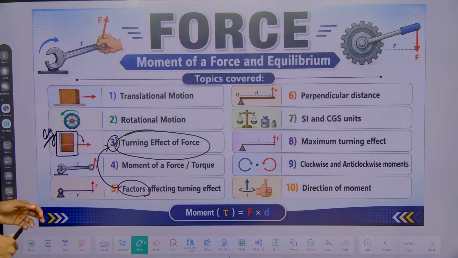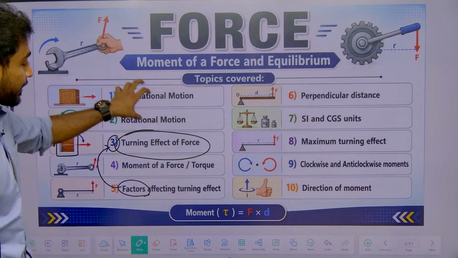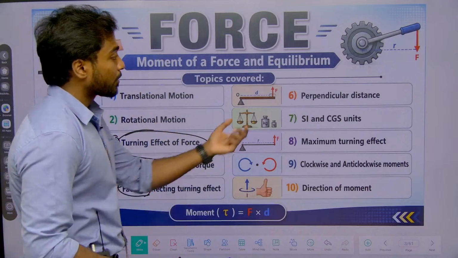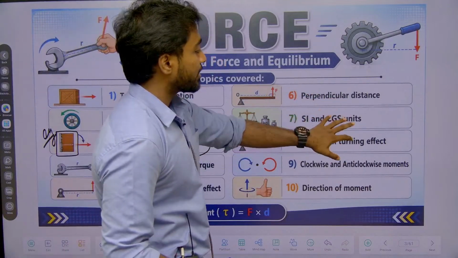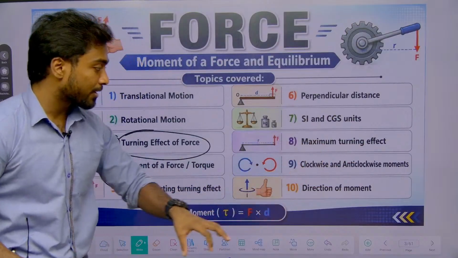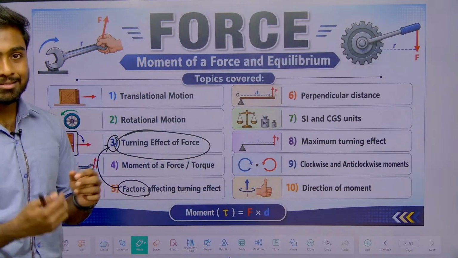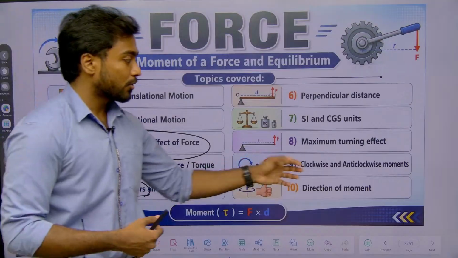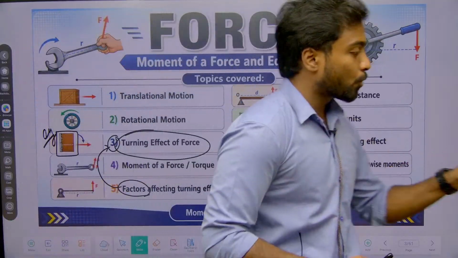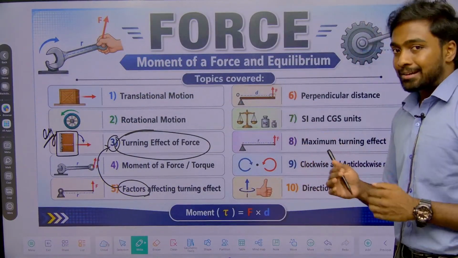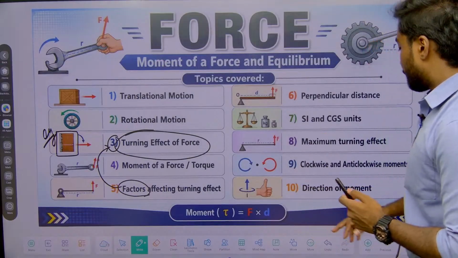So we will see what the factors affecting that are, and perpendicular distances, SI unit, CGS unit, maximum turning effect, then clockwise, anti-clockwise, rotational, then direction of moment. These are the topics we are going to cover in the upcoming classes. Okay, so let's go into the topic force.